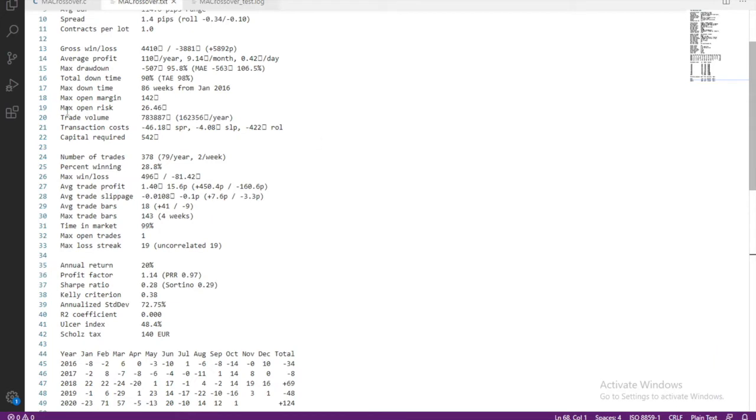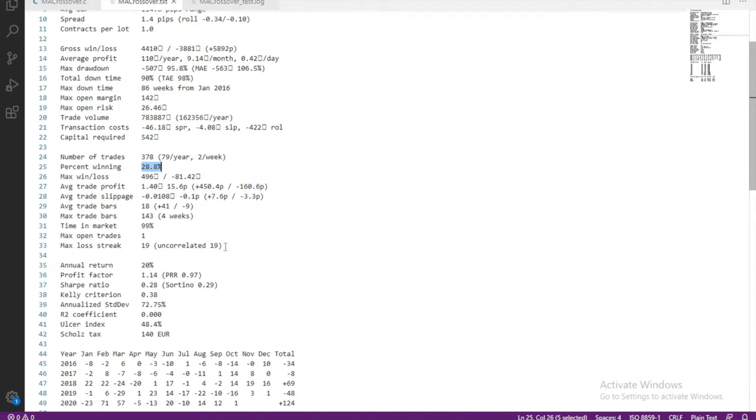Now let's look at the results a bit. So one of the most important aspects here is the maximum drawdown. As you can clearly see here, the maximum drawdown is 106%. Now that would definitely put you in a margin call. So even without any leverage, you would lose your money and more.